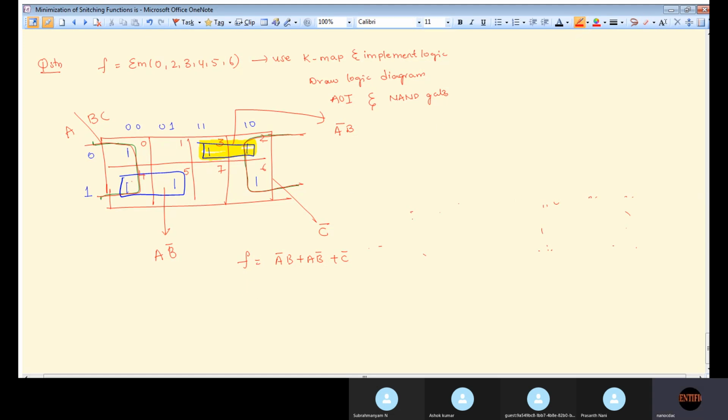That is what we call the AOI gate; you do that. Okay, what do we do here: A B bar is one, then another gate A bar B is one, and next one more gate is required, that is the OR gate.